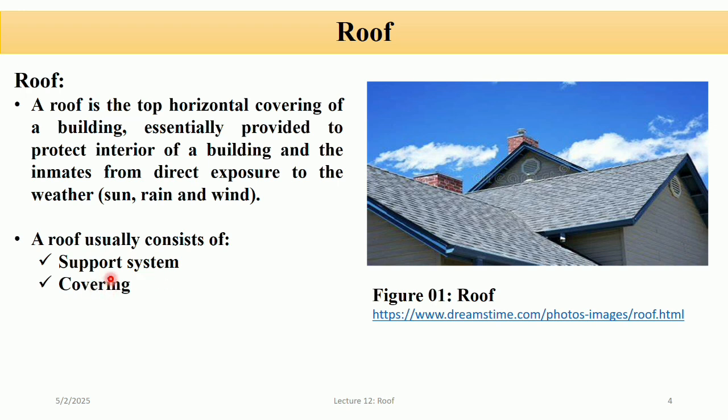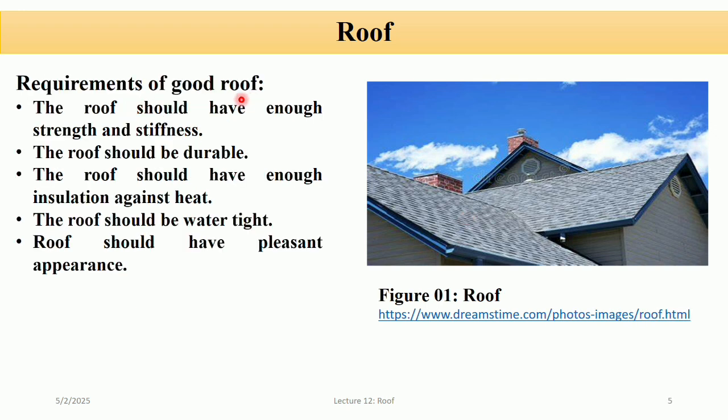And the covering is the outermost layer of the roof that provides direct protection from weather. It is designed to be waterproof, wind resistant, and durable. Covering material can include tiles, metal sheets, shingles, concrete, or membrane material, depending on the region and climate.